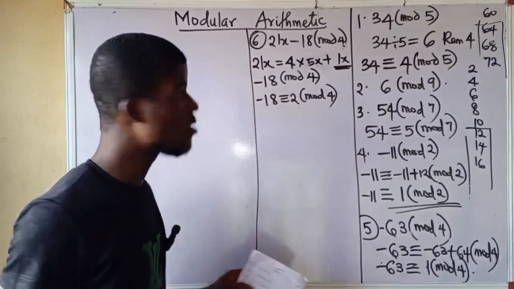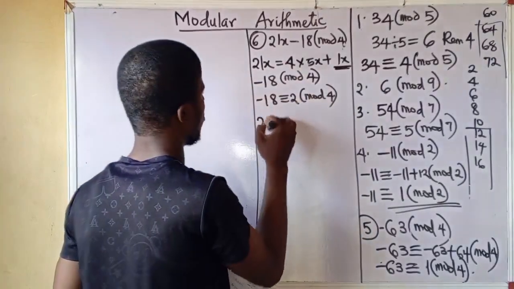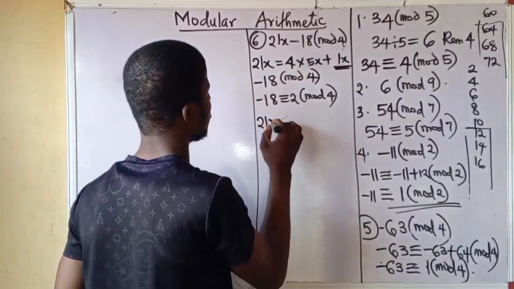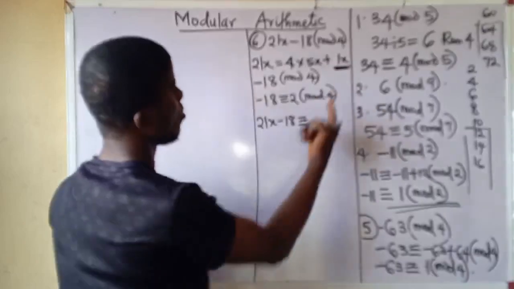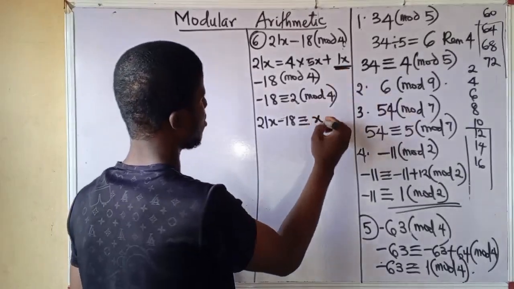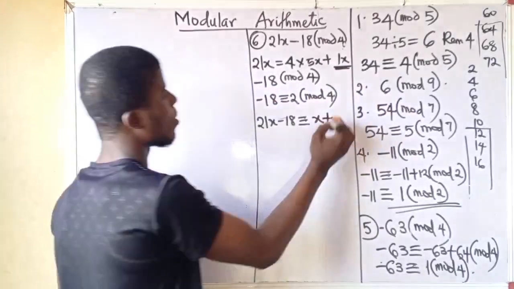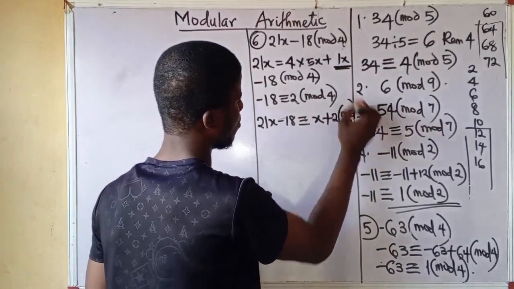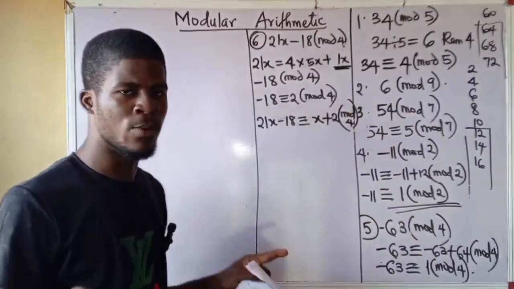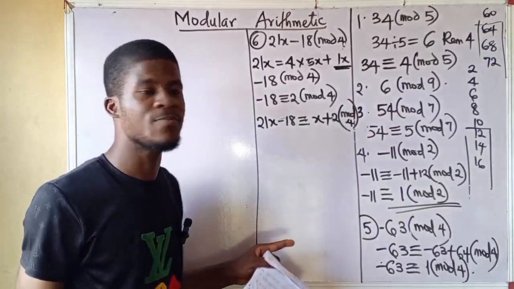So the final answer, which is 21x minus 18, will be congruent to 1x, which is x, plus 2 modulo 4. You understand it? That's just the point. It's as easy as this.